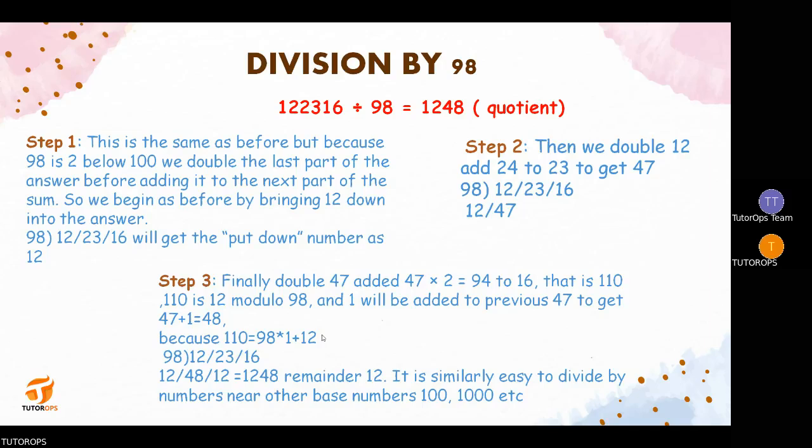So what will be the quotient here? 48, and the remainder is 12. Why 12? Because the sum will result in 110 and the final remainder will be 12. So this method is very easy.